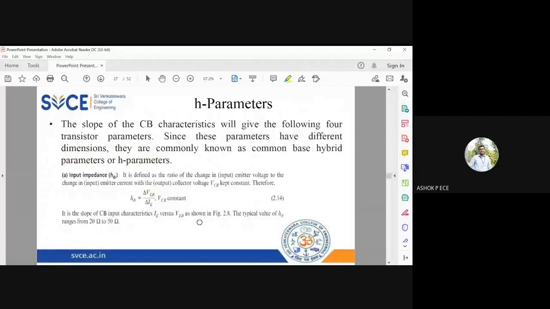So that is what we have seen. And now in today's class, we are going to see the H parameters. What does H mean? Hybrid. Hybrid parameters. These parameters will define the characteristics of the transistors.